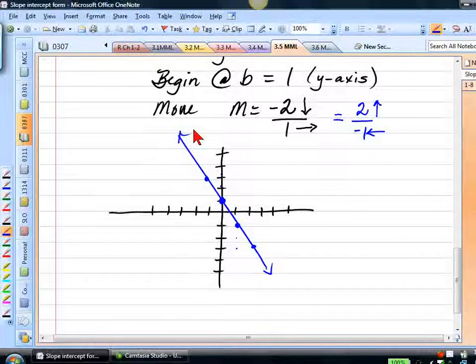Is that okay? Slope-intercept, I hope you will find to be a super quick, great way to graph a line.